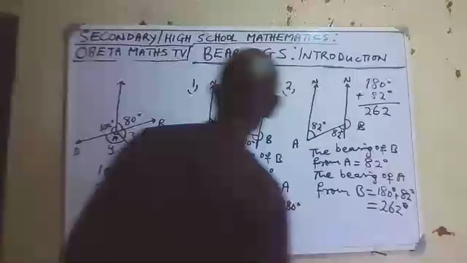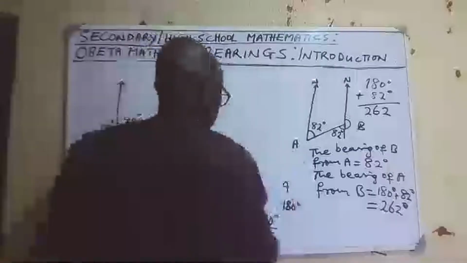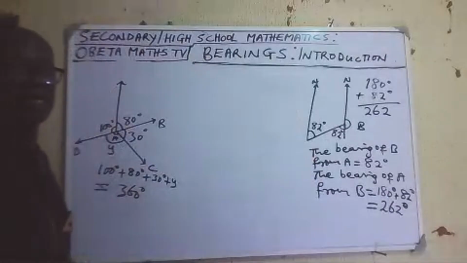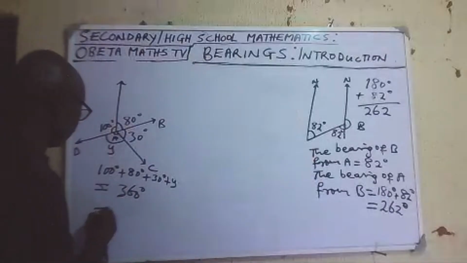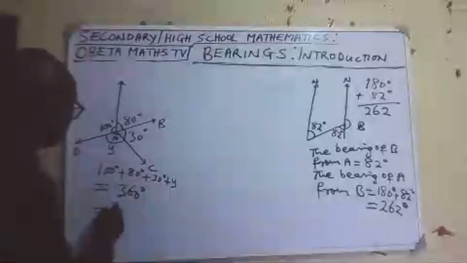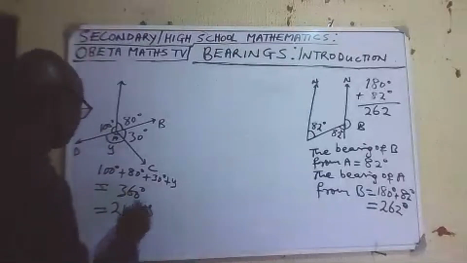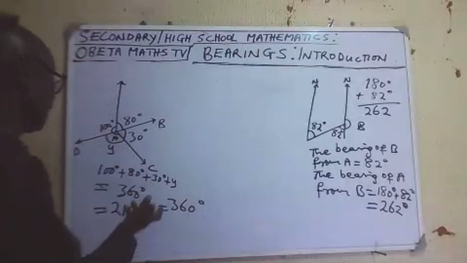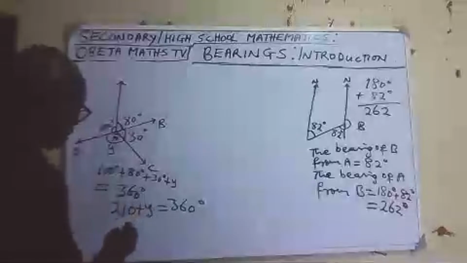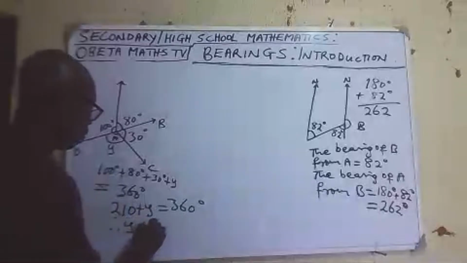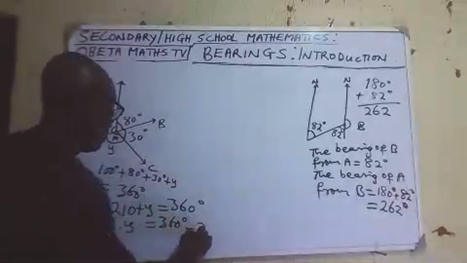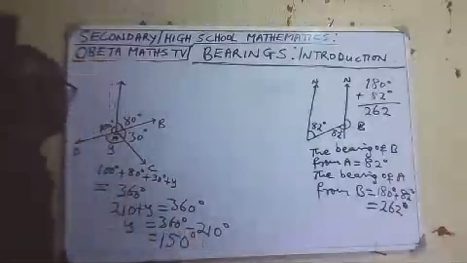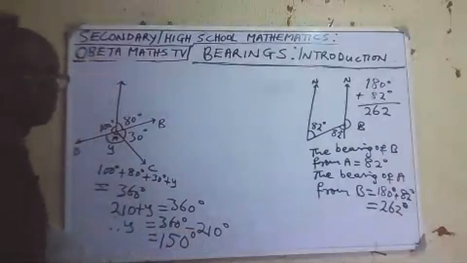To move on, we add and collect like terms. That will give us 210 plus Y is equal to 360 degrees. Then for us to get what we're looking for, Y is equal to 360 degrees minus 210 degrees, and that will give us 150 degrees. So we have succeeded in getting the value of Y.